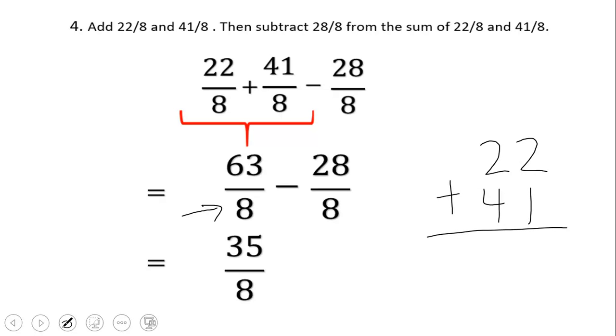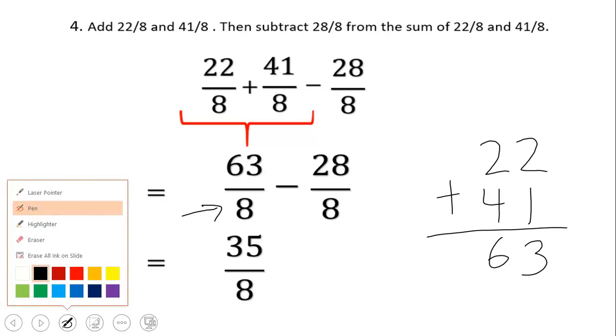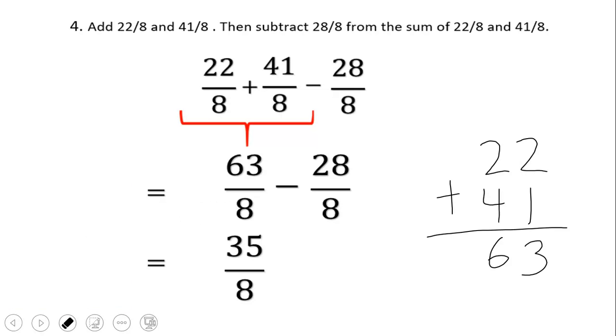22 plus 41. 2 plus 1 is 3, and 4 plus 2 is 6. So that's 63. So the sum of 22 over 8 and 41 over 8 is indeed 63 over 8. Now we're going to subtract 28 over 8 from 63 over 8.